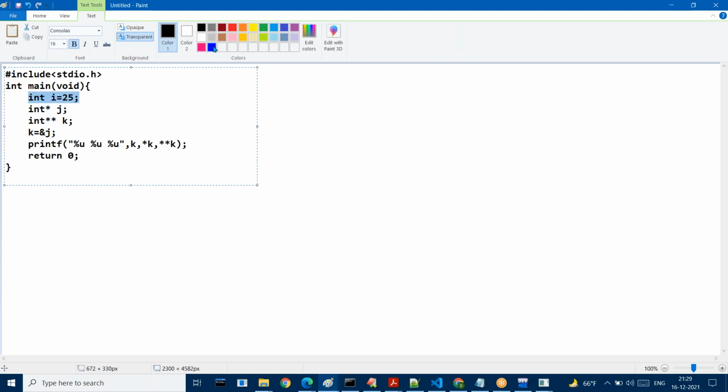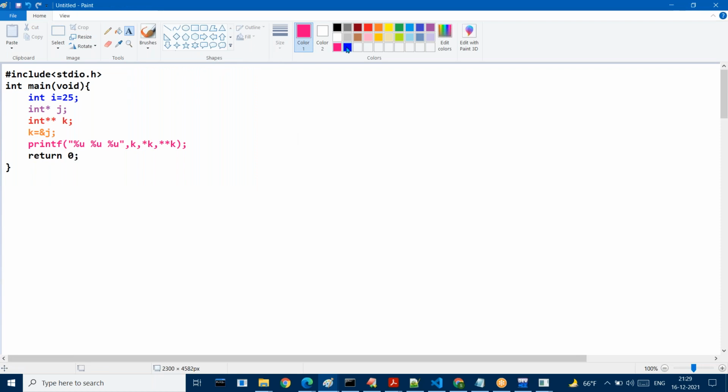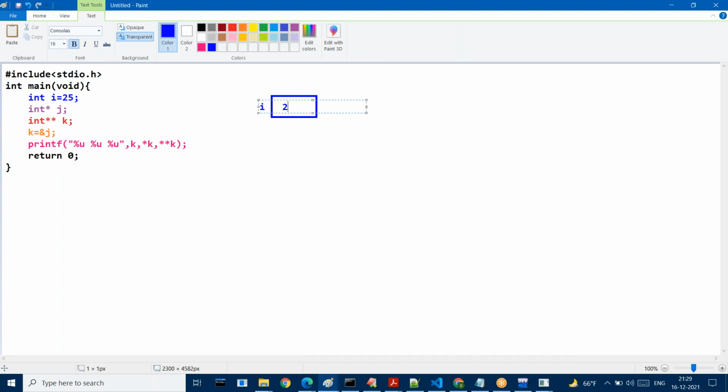First line, second line, third line, fourth line, and this is the fifth line. Okay, sir, first int i is equal to 25. No problem. Just one variable i, value is 25 with some address. Let it be 400.